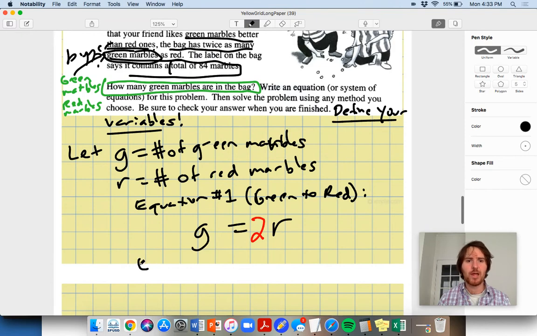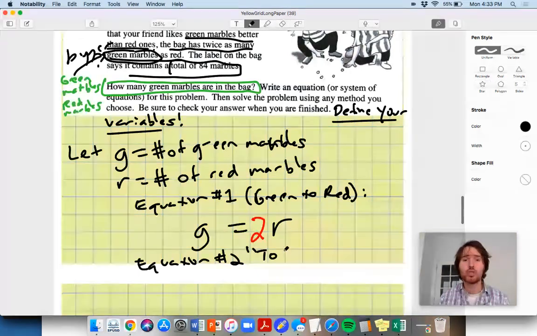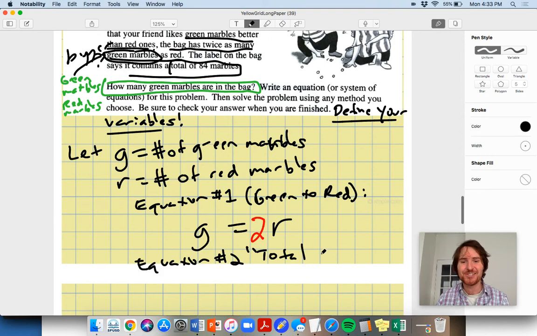marbles. Okay, so here we got equation number 2, and these are hard. Word problems are hard to come up with the equations for, but equation number 2, typically, which you'll see in your textbook, which you'll see in the Desmos task that we have here, will typically have something I call a total quantity equation.